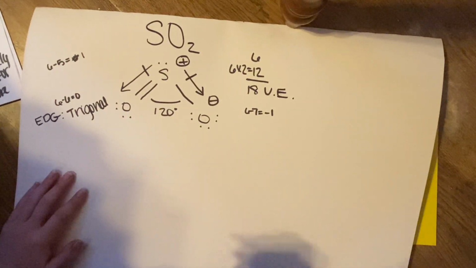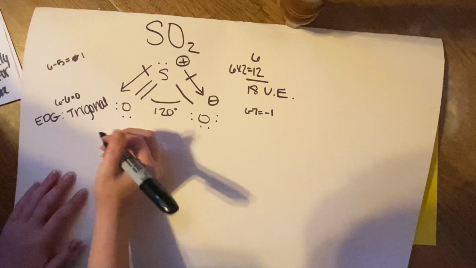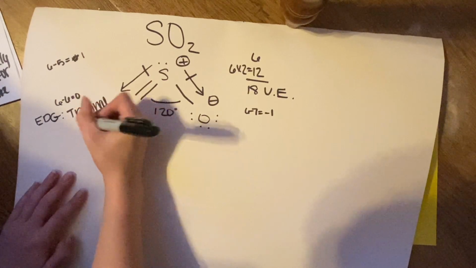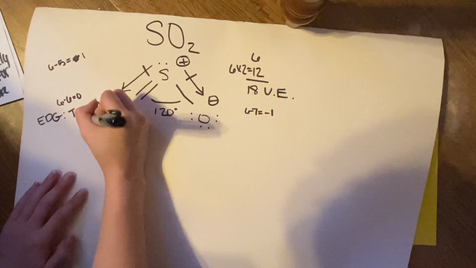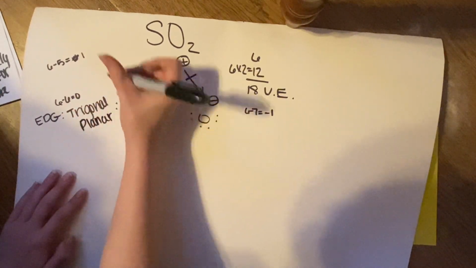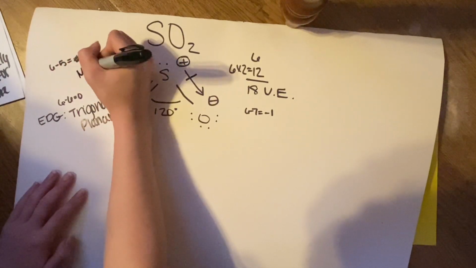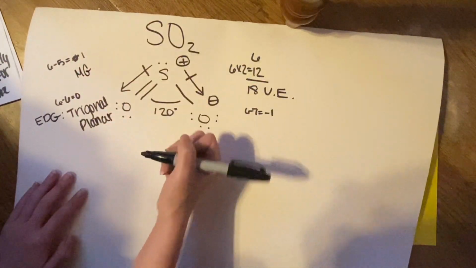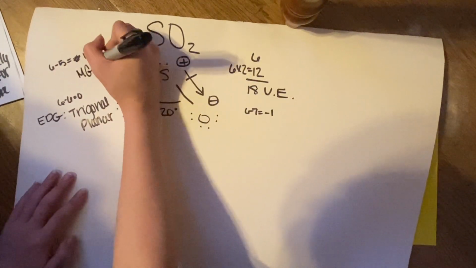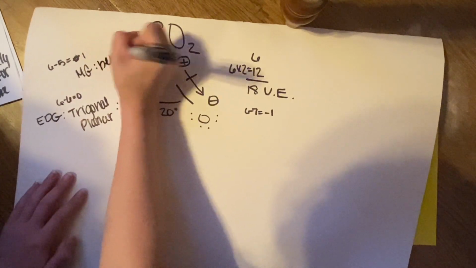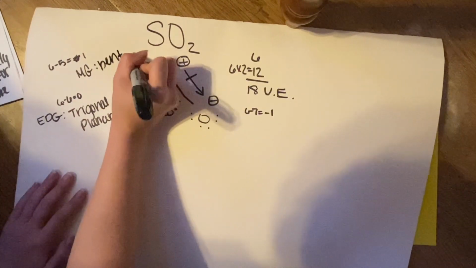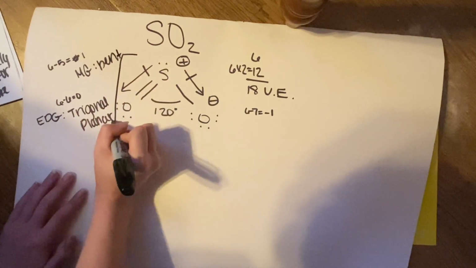But as we were saying, the electron domain geometry is trigonal planar. The molecular geometry, or the shape, is going to be bent. This molecule does have resonance.